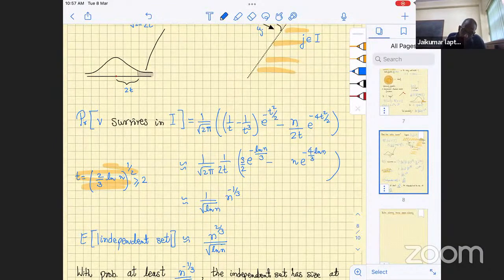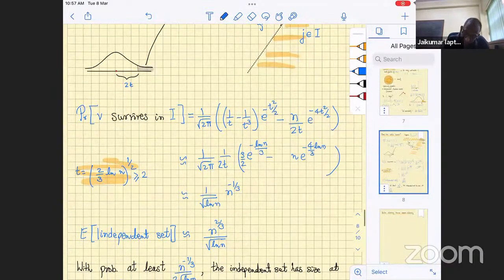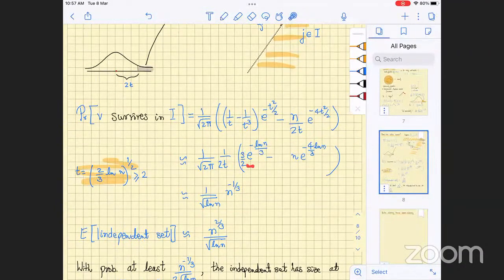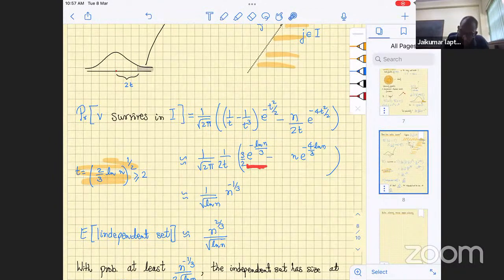Yeah. So the point is, this quantity is like n to the minus 1/3. This quantity, yeah, I think I need the 4. It will also look like n to the minus 1/3. Okay, but there is a constant 3/2 here, and there is no constant here. So together, n to the minus 1/3 will survive. Is this clear?